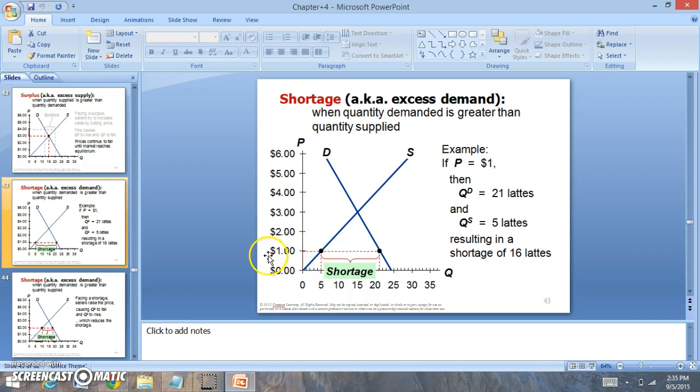So for example, if the price in the market is $1, but the equilibrium price was $3, you'll notice that the price will increase. Given the shortage, the price of $1 will increase to $3.